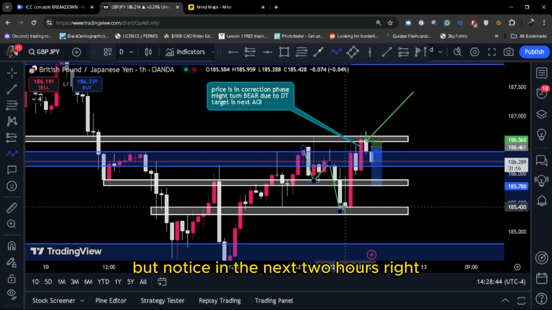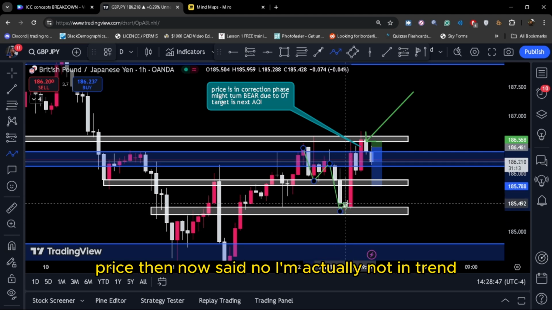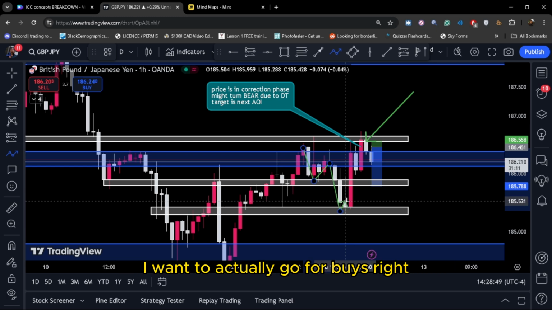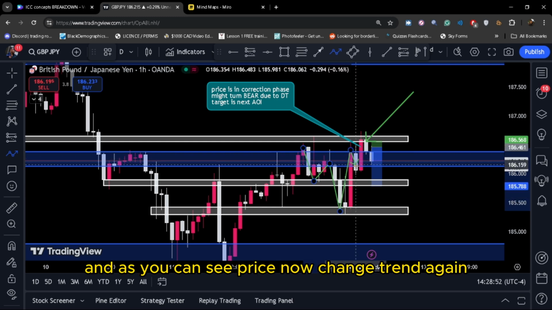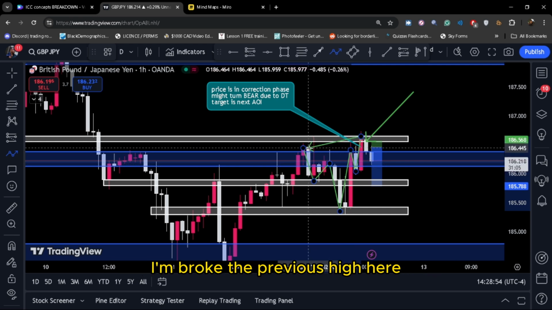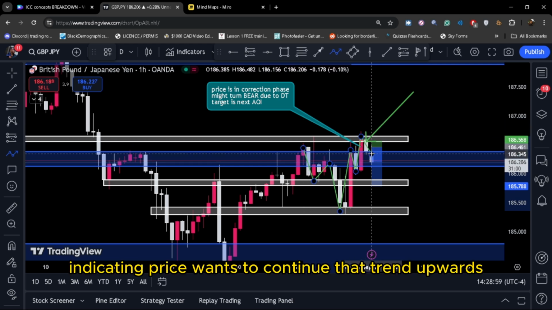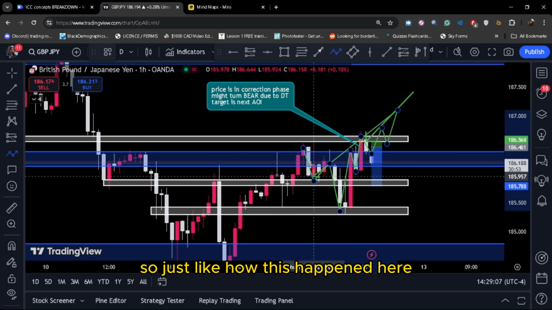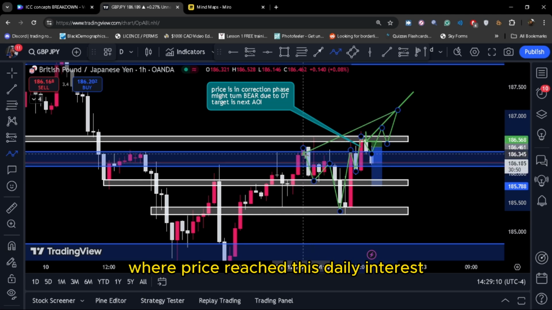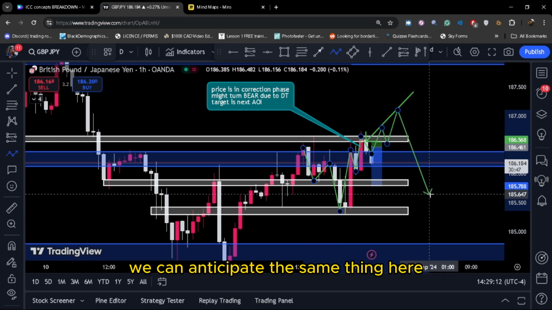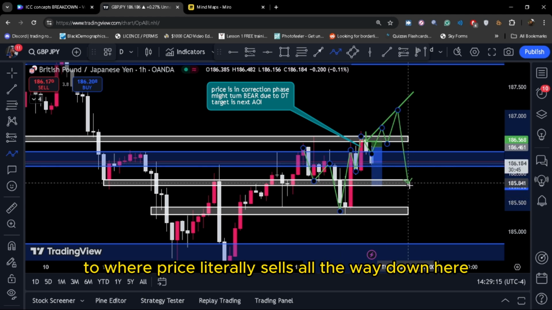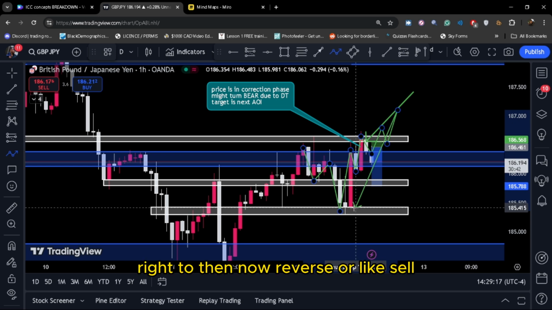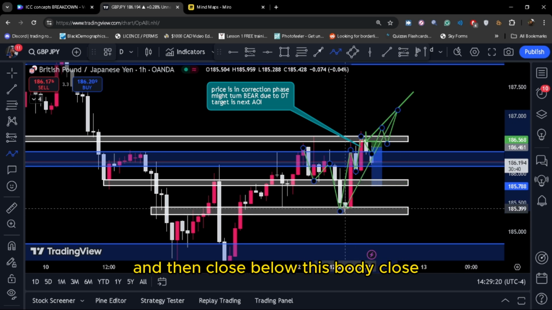But notice in the next 2 hours, price then said, no, I'm actually not changing trend. I want to actually go for buys. And as you can see, price now changed trend again and broke the previous high here. Now it has broken the previous high, indicating price wants to continue that trend upwards. But we have reached a daily area of interest. So just like how this happened here, where price reached this daily interest and then reversed, we can anticipate the same thing here, to where price sells all the way down here, to then reverse, or sell and then close below this body close.